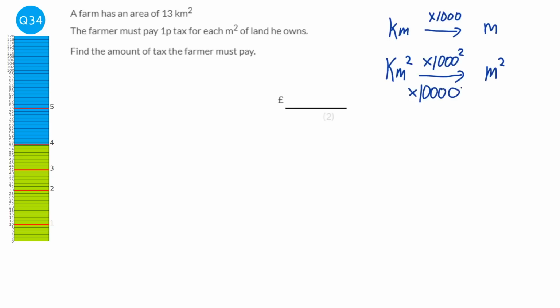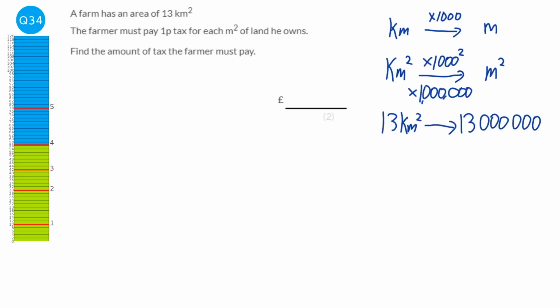So that's another 3 zeros. You can see here that that's 1,000,000. So we times it by 1,000,000. So 13 kilometers squared is going to be the 13. And then it's going to be times by 1,000,000. So 1, 2, 3, 1, 2, 3. So it's going to be 13 million.